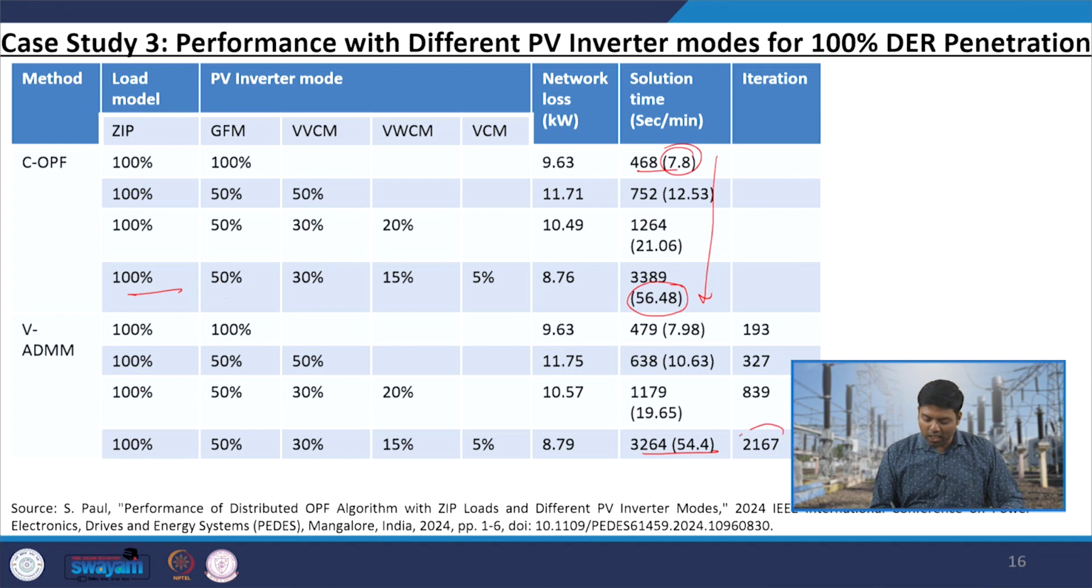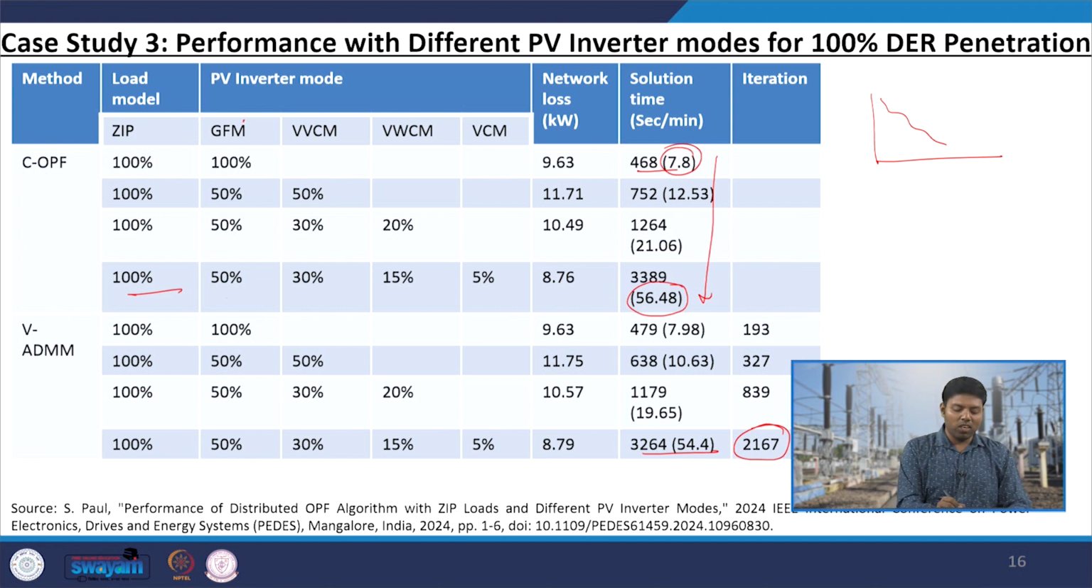And the number of iterations with the voltage control mode has increased to 2167. So, this is a very huge number. That is the effect of the PV inverter models and the loads if you use the distributed OPF. That means the convergence of your distributed OPF is highly dependent upon which kind of load you have in your network and which mode your DERs are operating in.